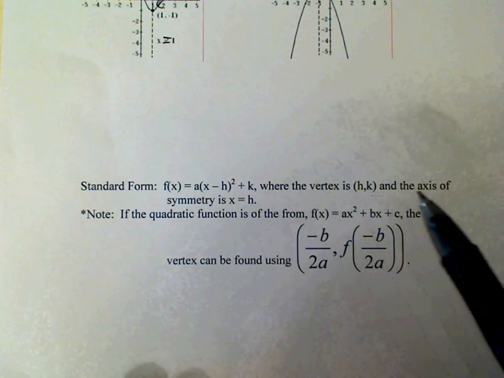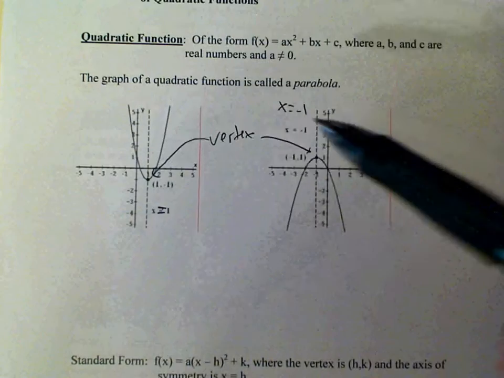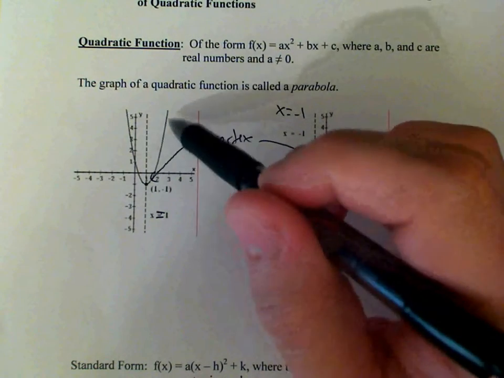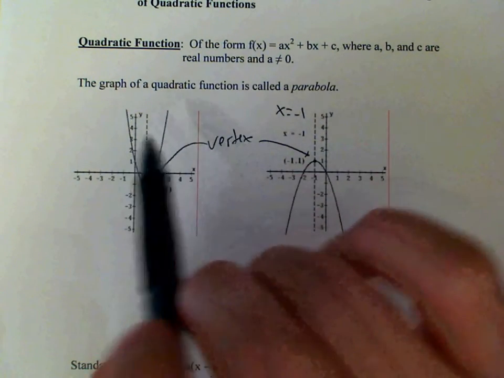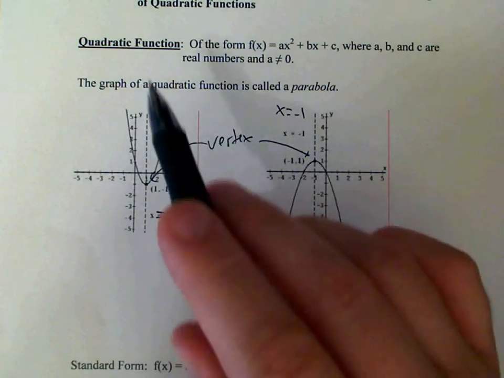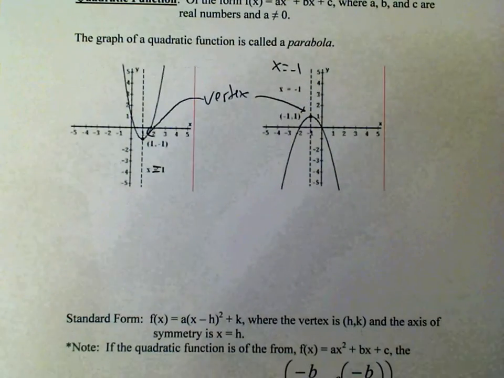If you're wondering what axis of symmetry means, if you were to take the right side and flip it over this axis, you would get the left side. The same thing with the left side. If you take the left side and flip it over, you would get the right side. That's what symmetry means. It's a mirror image.